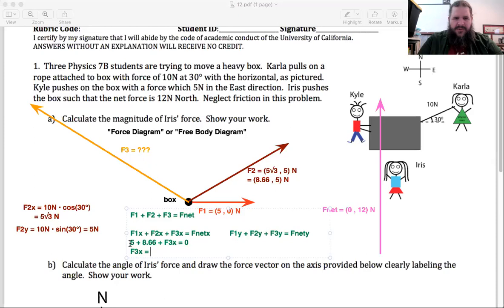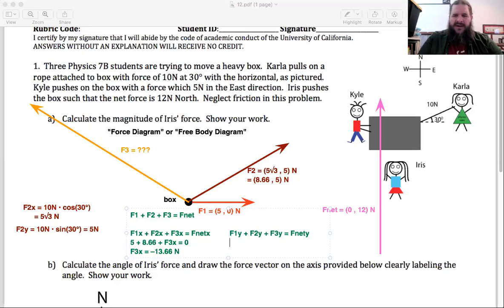The 5 and the 8.66 combined though. So what's 5 plus 8.66? Yeah, 13.66. Subtract that from both sides. We get negative 13.66. And I should include units here. That's newtons. So the x component is negative 13.66 newtons.